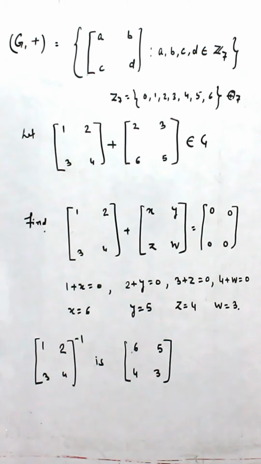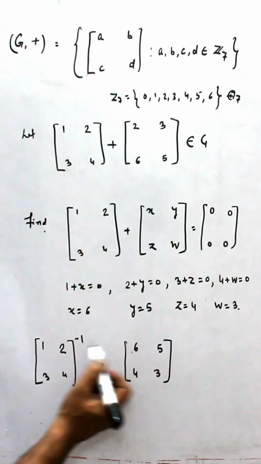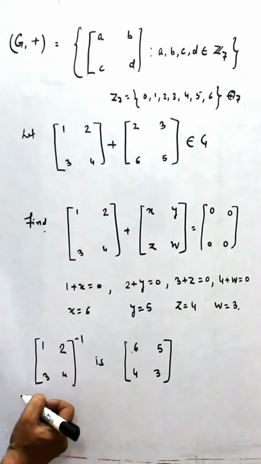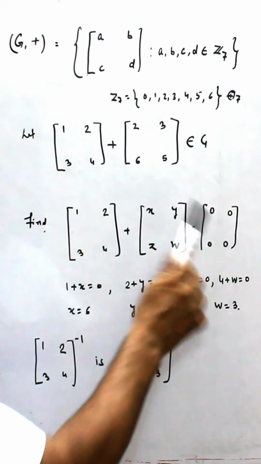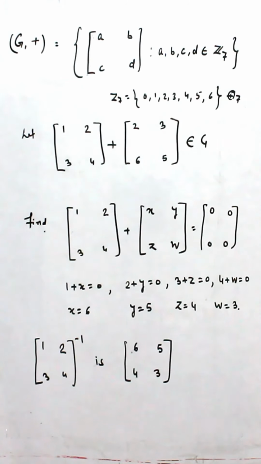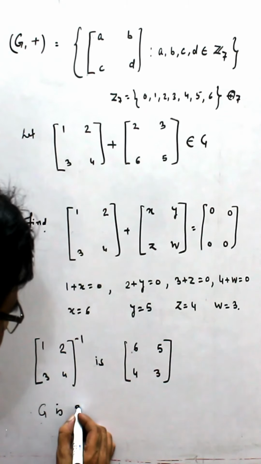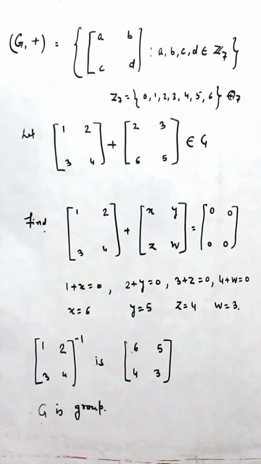In the same way, we can find the inverse of any element. It is not that difficult. Here 6 and 1 make 7, 5 and 2 make 7, 4 and 3 make 7, and here also 7. So if they are added, we get the identity element. So we can conclude that G is a group.